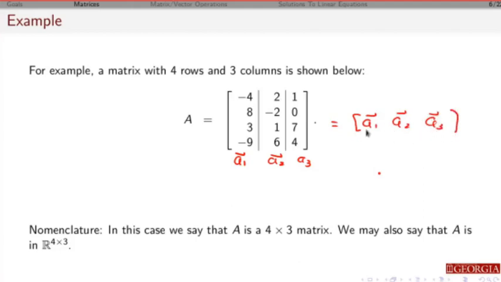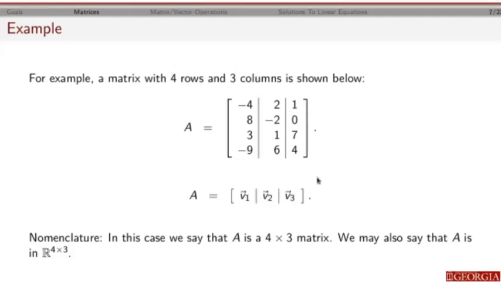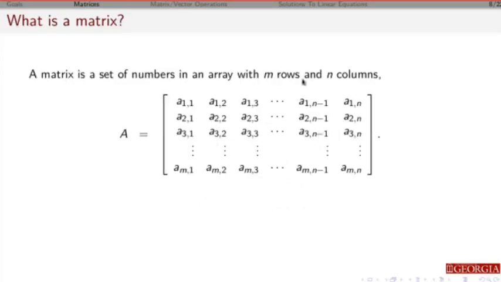By the way, there's nothing sacred about calling these A's or V's or whatever. So you may also see me write them as V1, V2, V3. It all means the same thing. This is just referring to each column. So if you see this kind of notation, this is the first column, this is the second column, and that's the third column. We can think about these matrices in many different ways. We have this bunch of numbers arranged in rows and columns, and we can think of the columns as being vectors.